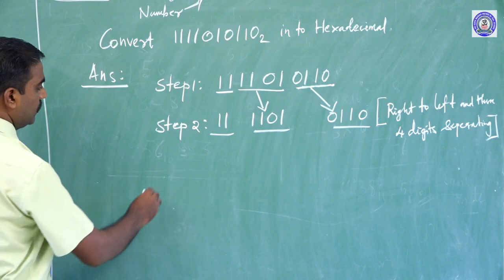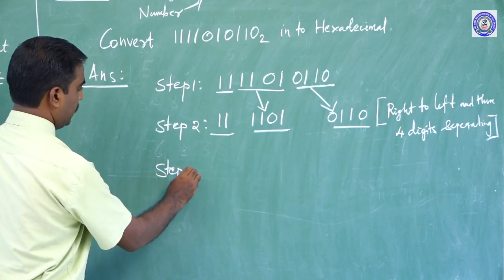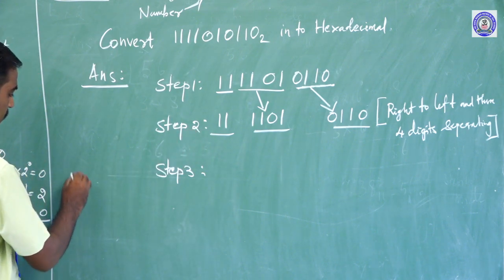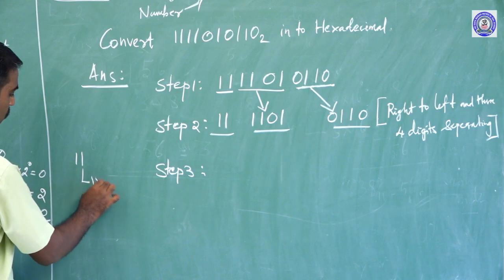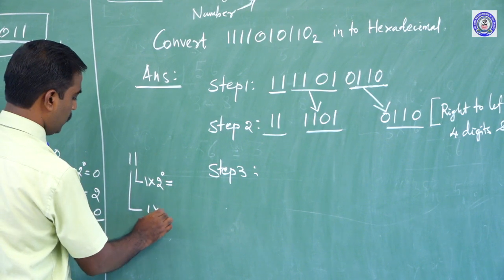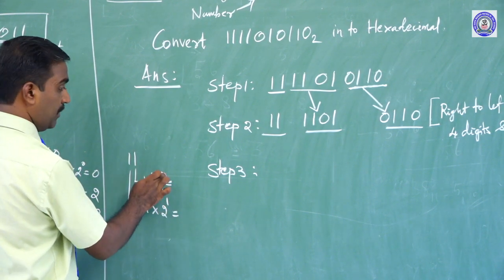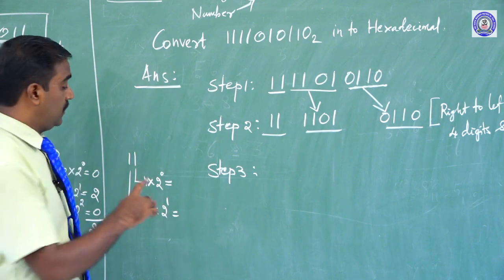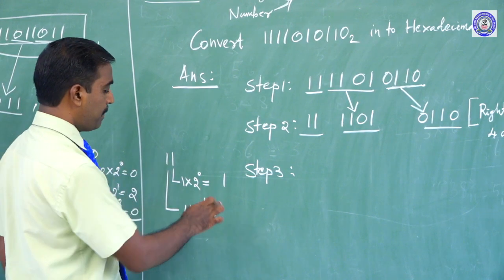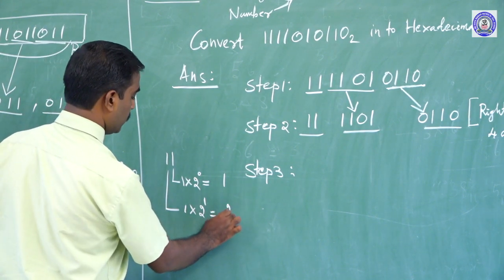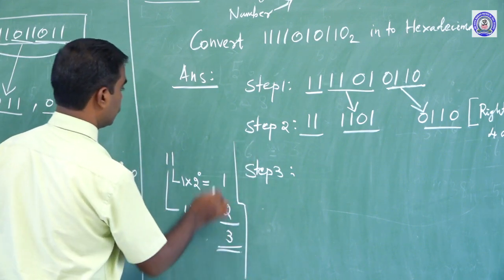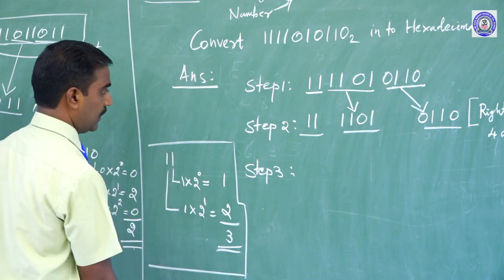Okay, now step 3. Here in step 3, the first one is 1 1 1 1. So 1 into 2 to the power of 0. Again 1 into 2 to the power of 1. Anything to the power 0 equals 1. So 1 into 1 is 1, and 2 to the power of 1 equals 2. So 1 into 2 is 2. So 3 is the answer.